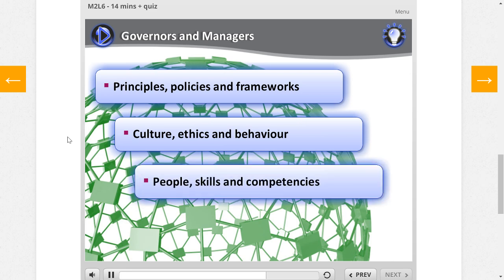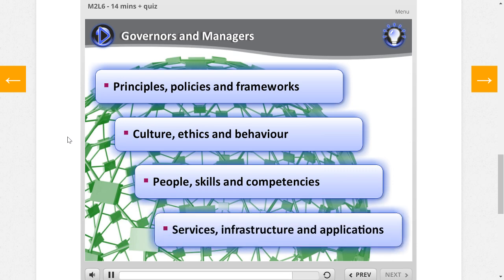Governance and management need different skill sets, but a core competence is understanding the difference between the two roles. Services, infrastructure, and applications provide the governors with the information needed to perform their evaluating, directing, and monitoring tasks.